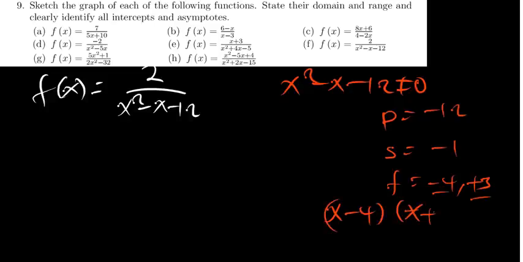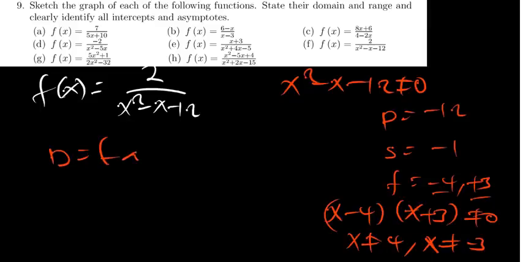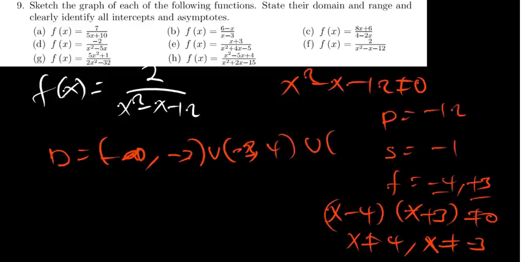So I have x plus 3 not equal to 0. I can clearly see that x will not be equal to 4 and x will not be equal to -3. So my domain is going to be from -infinity to -3, union -3 to +4, union 4 to +infinity. That will be my domain. Now my vertical asymptotes are at -3 and 4.